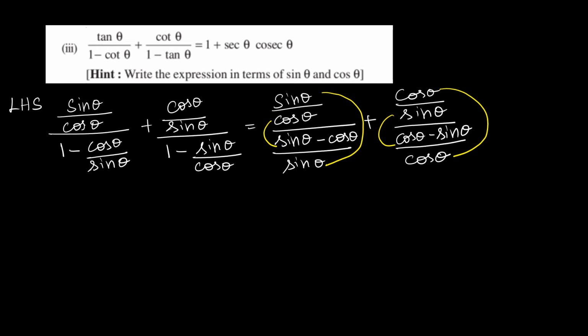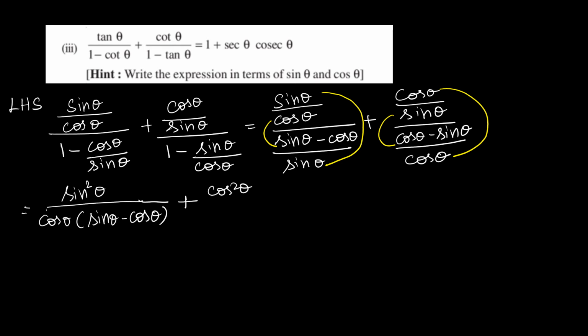So when you do that, what you will get? Sin square theta by cos theta into sin theta minus cos theta, right? In the same way, this one will be cos square theta by sin theta into cos theta minus sin theta.